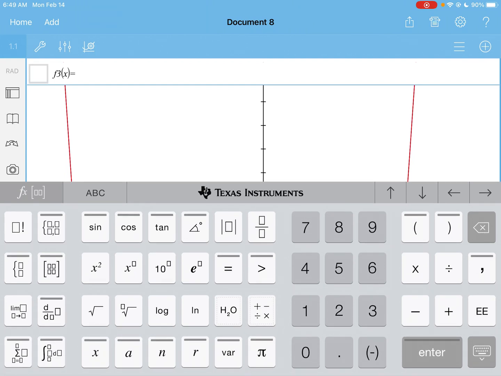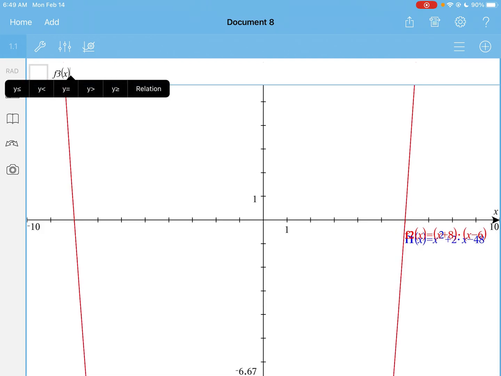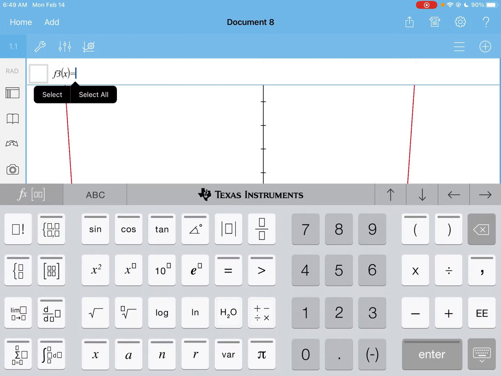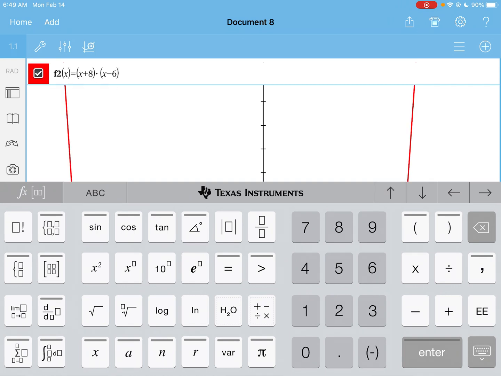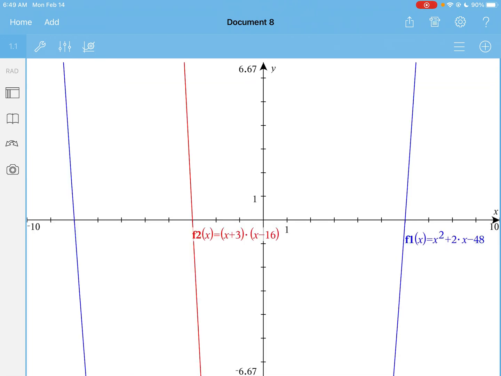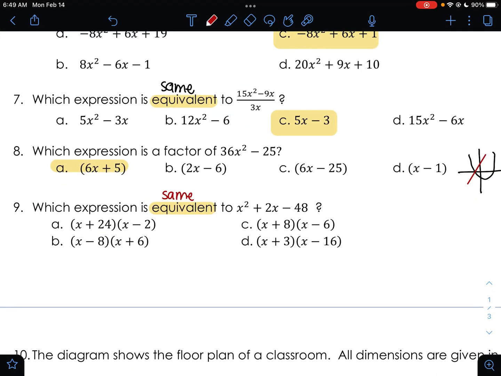That one covers my blue graph. That looks like it's my answer. So C right now is the answer. Let's double check for D. Oops, I'm going to go up and change it to x plus 3 times x minus 16. And that does not cover it up, so my answer is C.